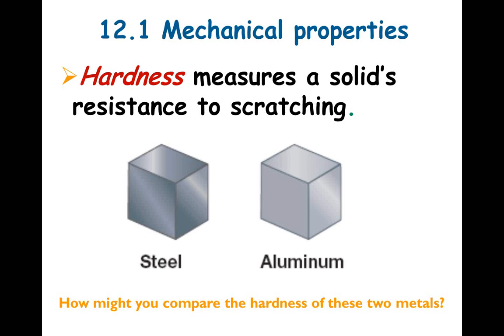Hardness measures a solid's resistance to scratching. So if you compare steel and aluminum, there is a difference between strength and hardness. Strength is the ability to bend without breaking, so to speak. So you can apply a force. The more force you can push on it without causing it to change, that is strength. Where hardness has to do with resistance to scratching.